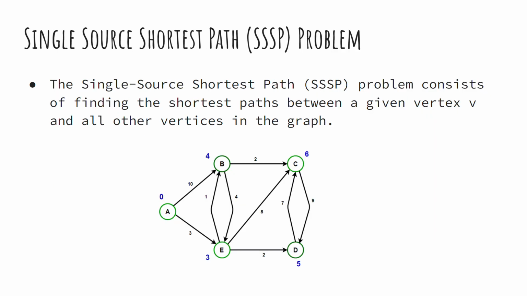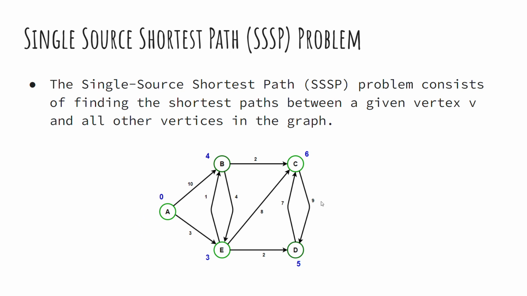Alright, so let us look at one of the examples of using greedy algorithms. The single source shortest path problem is a very famous problem within computer science. What we're trying to do is find the shortest path from a particular vertex v. In this case, for example, we're taking the vertex a as the source node, and then we're trying to find the shortest path from a to b, a to c, a to d, a to e, and so on.